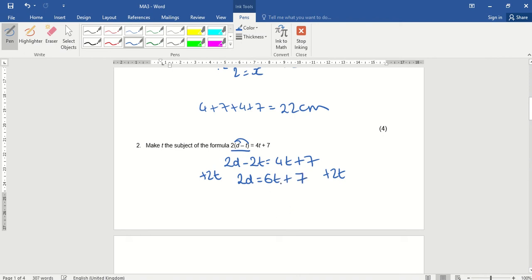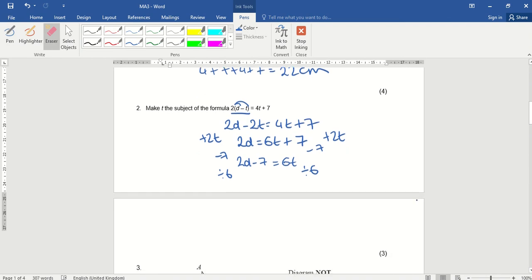Now we want to get t by itself, so I'm going to get rid of the 7. Opposite of adding 7 is subtracting 7, so we get 2d minus 7 equals 6t. And now finally get rid of the 6, the opposite of multiplying by 6 is dividing by 6. We get 2d minus 7 over 6. I'm just going to write it down here. So we write it (2d minus 7) all divided by 6 is equal to t.